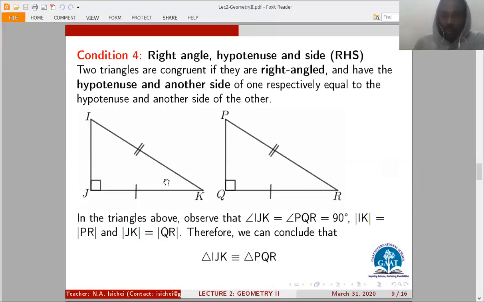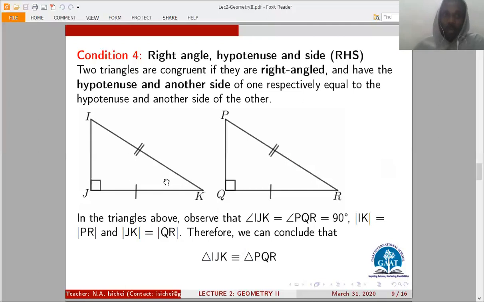Okay, so those are the four conditions of congruency. Can we recall those conditions again? What's condition 1? SAS, two sides and an included angle. Condition 2, ASA, two angles and one side. Condition 3, SSS, three sides. And finally, condition 4, RHS, right angle, hypotenuse, and side. Well, you guys are very amazing and intelligent.